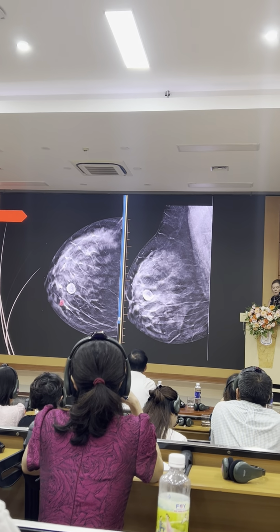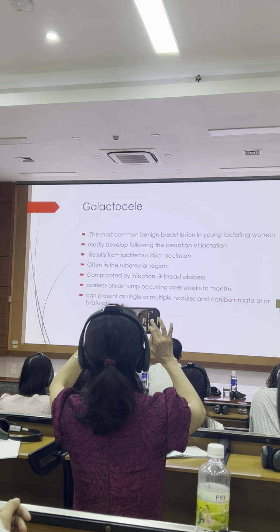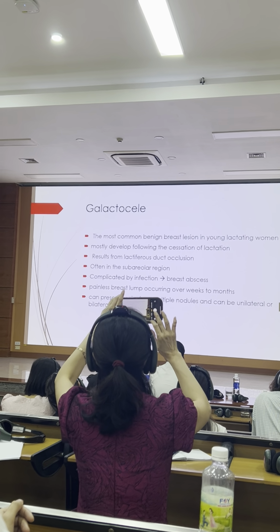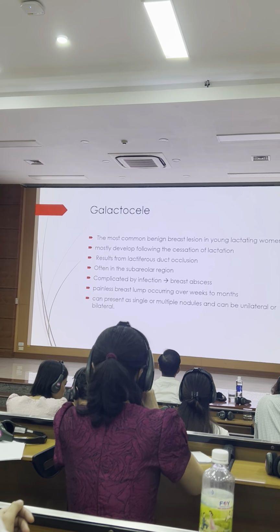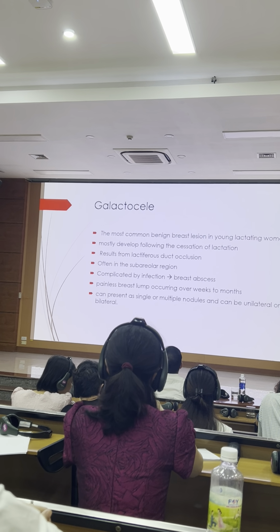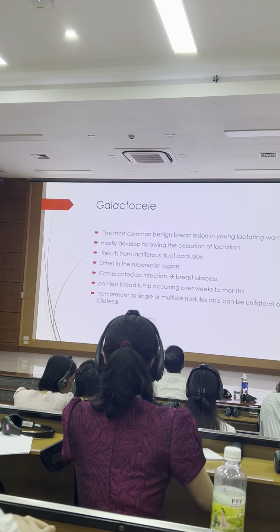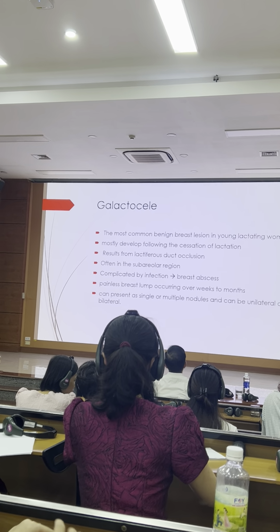And that's the typical galactocele. It's the most common benign breast lesion in young lactating women. Mostly they develop following cessation of lactation, and it results from lactiferous duct occlusion. It's often in the subareolar region. It can be complicated by infection, resulting in a breast abscess. It usually presents as a painless breast lump occurring over weeks to months. It can be single or multiple, unilateral or bilateral.